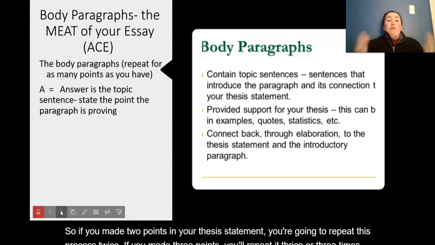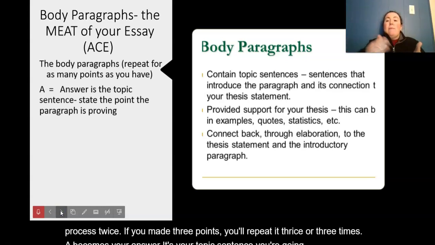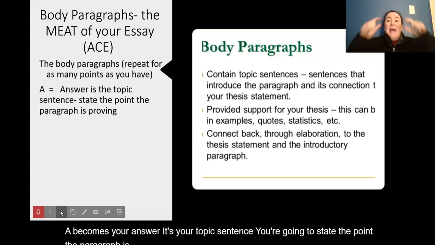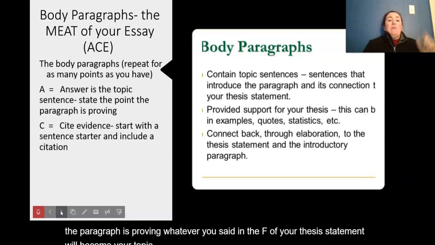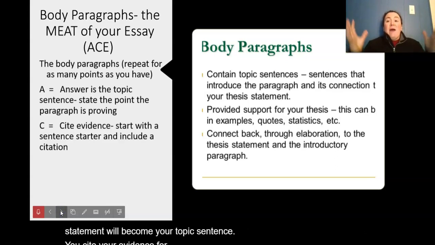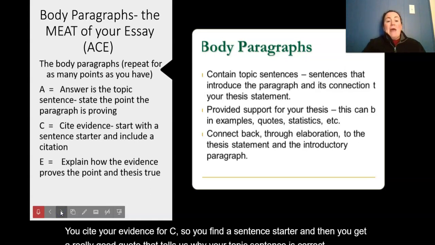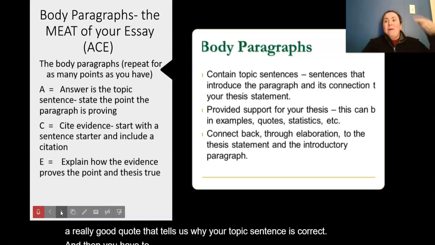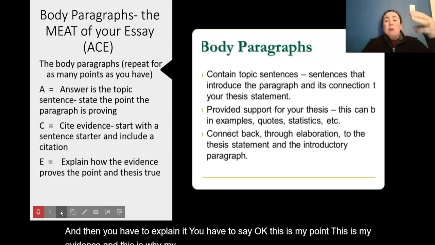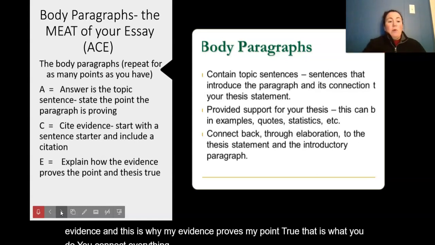A becomes your answer. It's your topic sentence. You're going to state the point the paragraph is proving. Whatever you said in the F of your thesis statement will become your topic sentence. You cite your evidence for C, so you find a sentence starter and then you get a really good quote that tells us why your topic sentence is correct. And then you have to explain it. You have to say, okay, this is my point, this is my evidence, and this is why my evidence proves my point true. You connect everything back. So we're going to talk about how to do this and break it down.